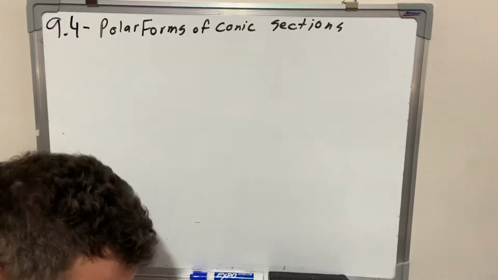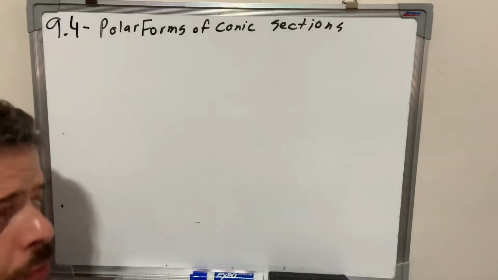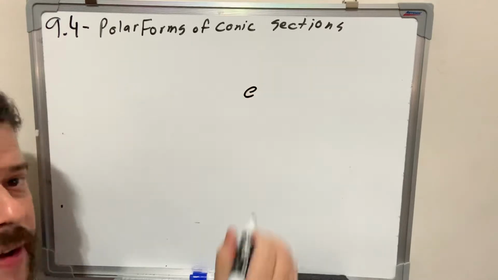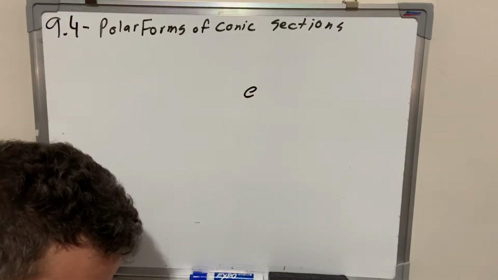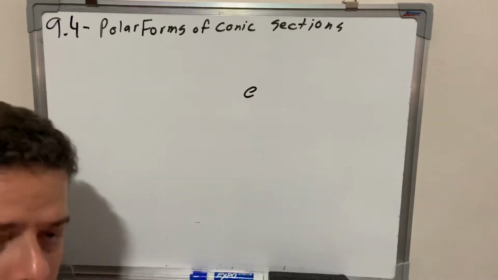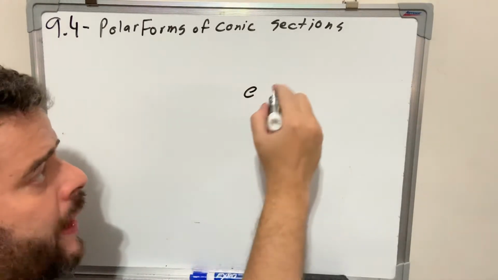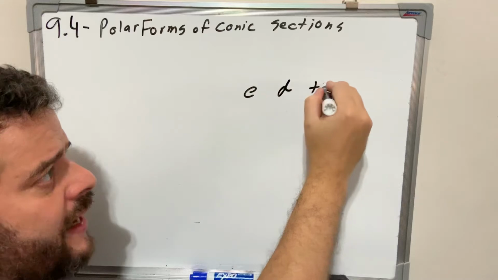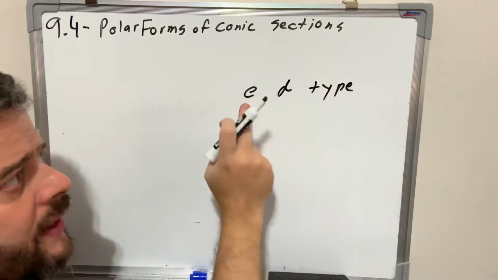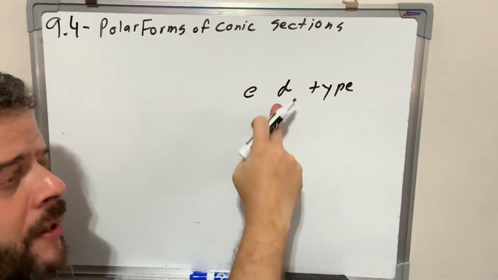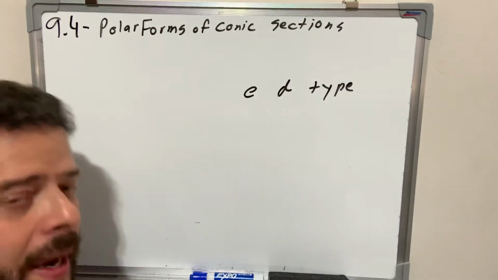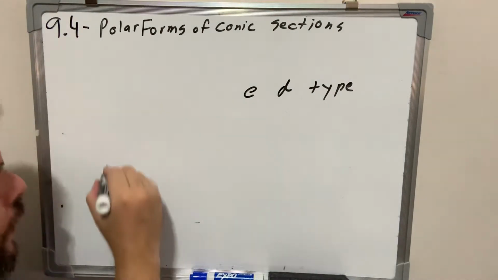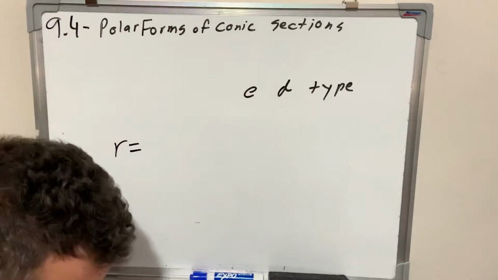In example 1, it says determine the eccentricity, so I have to find my E, the type of conic, and the equation of the directrix for each polar equation. So I have to find my E, my D, and my type. E is going to be a number, D is going to be a number, and the type is going to be ellipse, parabola, or hyperbola.